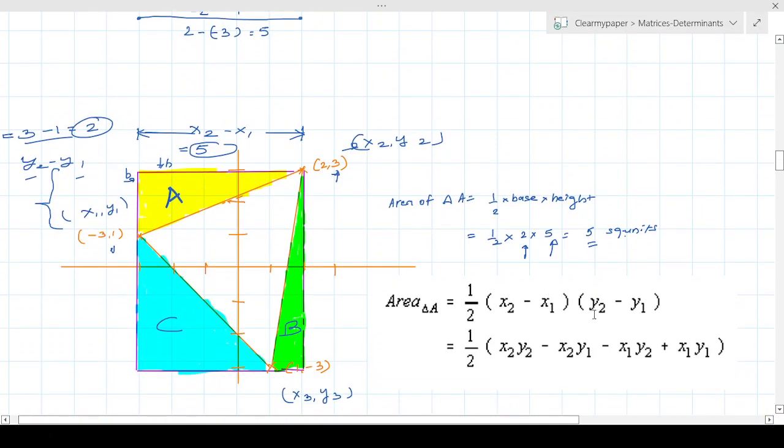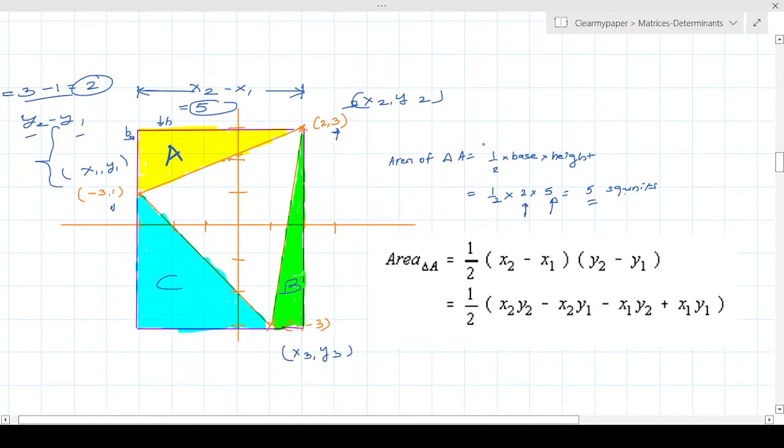And if I'm going to generalize this, I'm going to use the base and height in terms of x and y variables. I'm going to take x2 minus x1 over here and y2 minus y1 over here, and again I'm going to expand it to get the 4 terms, and I get this, which we'll be using further down. So like that, we have got the area of the triangle A.